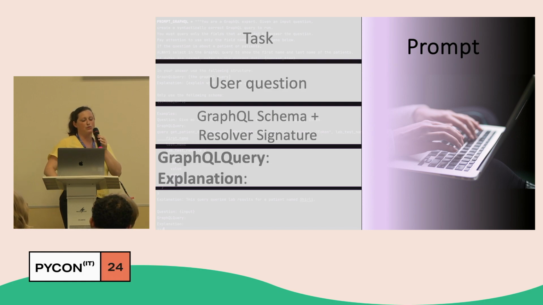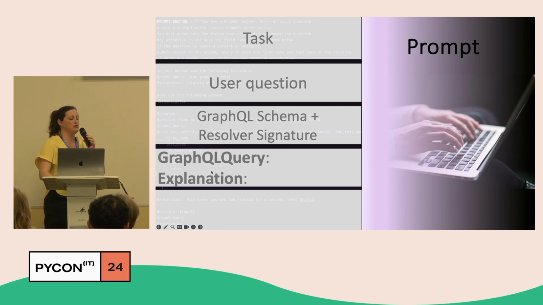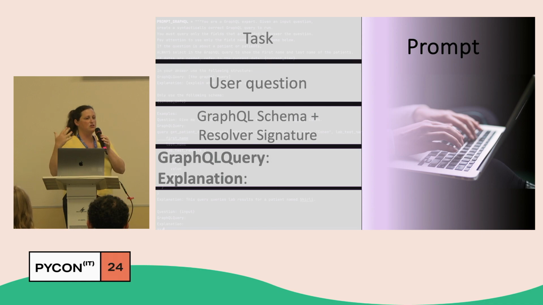Also, we tell the LLM how we would like the output to be. We decided to tell it that we want the output to be a GraphQL query, of course, but also we asked it to give us an explanation of what the GraphQL query is fetching. Why is it important? Because we wanted the doctors to know what data the LLM based its answer on, because maybe it fetched data that is not what they asked for.